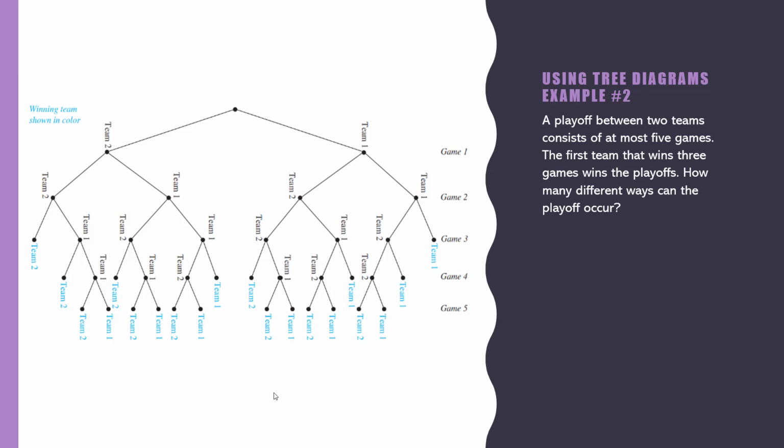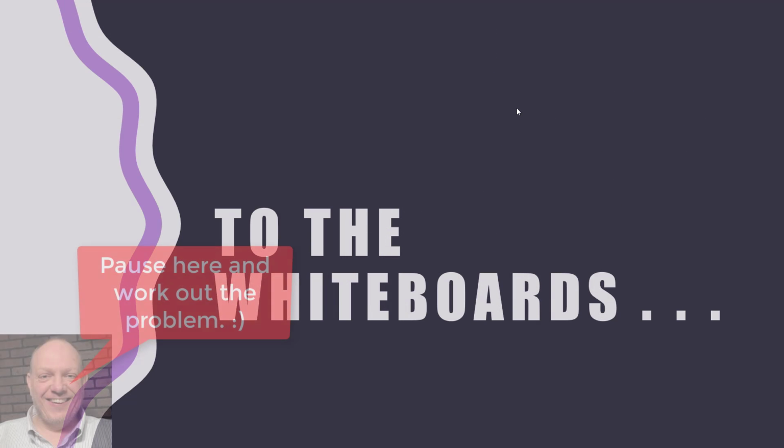But now, count up the blue dots. Those are the leaf nodes. 1, 2, and so on. I don't know what the number is going to be, but you can see what the total is by just counting those up. We feel okay about that? Make some sense? To the whiteboards.